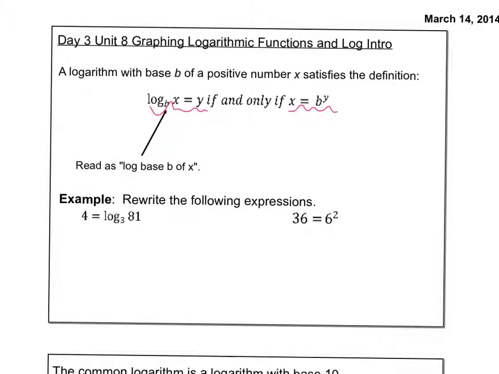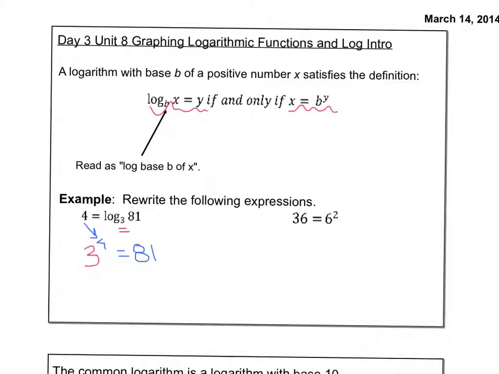In this first example, we have 4 equals the log base 3 of 81. Notice how I read that. Log base 3 of 81. It's important to know how to read that so that you're reading it correctly. So when you rewrite that, you take the base and it becomes the base of the exponential. Then 4 is your exponent, so 3 to the 4th equals 81. That's rewriting the log function into an exponential function.